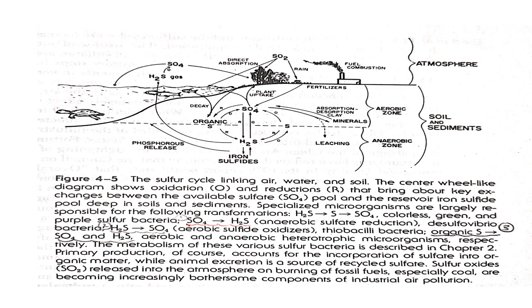So you can see that when sulfates react with water, they produce sulfuric acid, and high pollution of sulfates in the air can lead to acid rains as well.